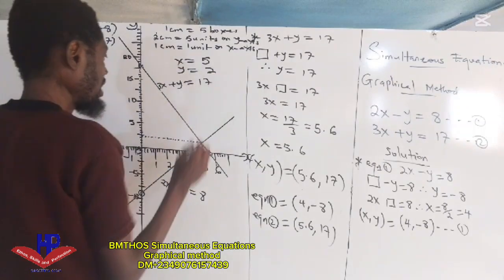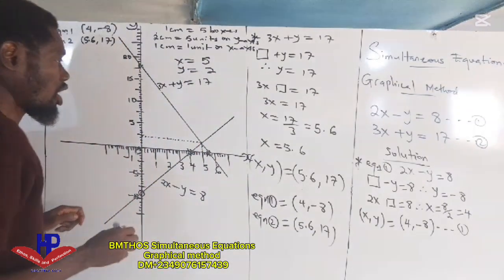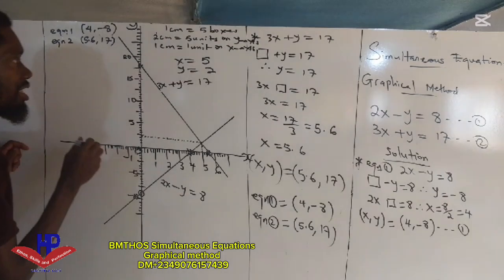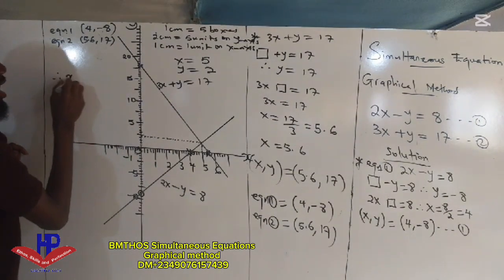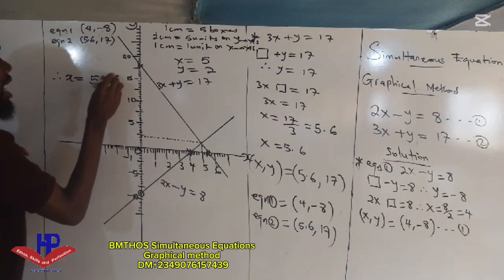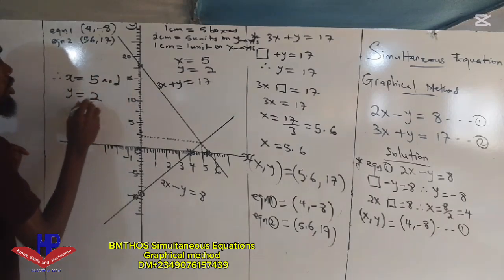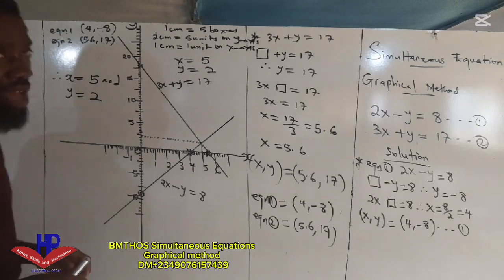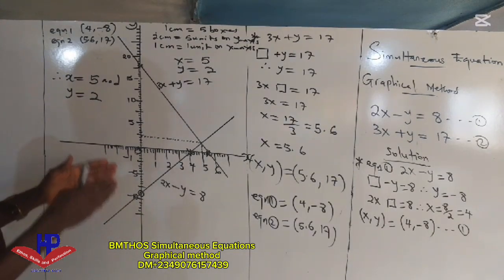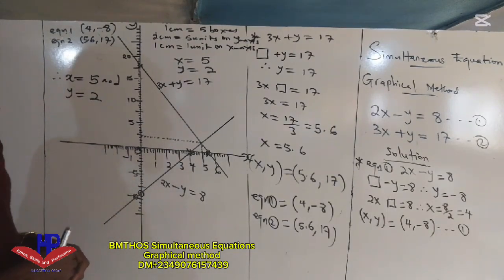So you can see that if you solve the 2 equations here using the graphical method, you have x is equal to 5 and y is equal to 2. This is how you solve simultaneous equations using the graphical method.